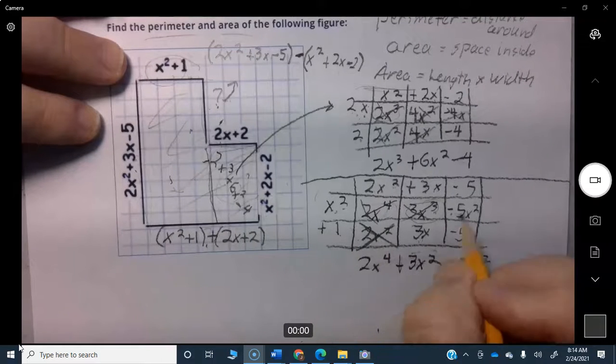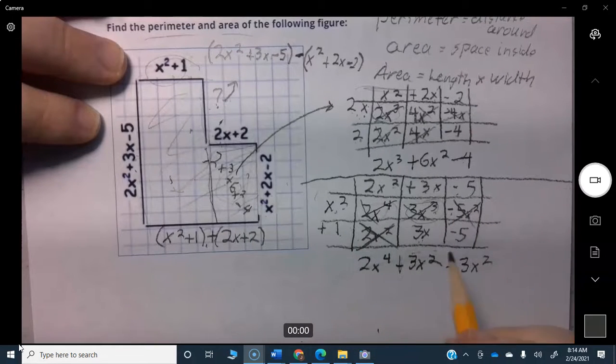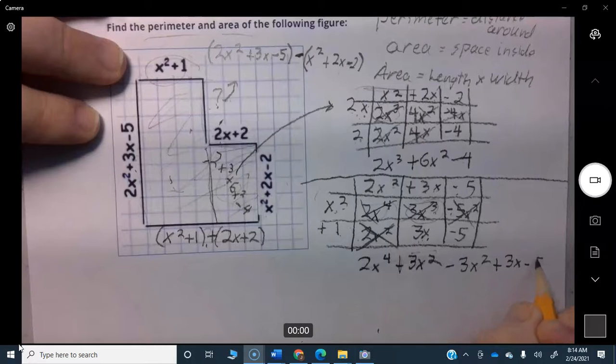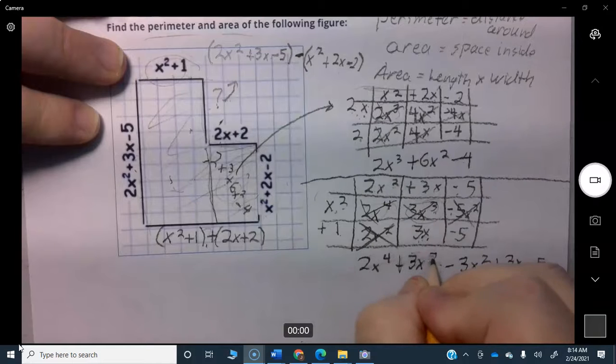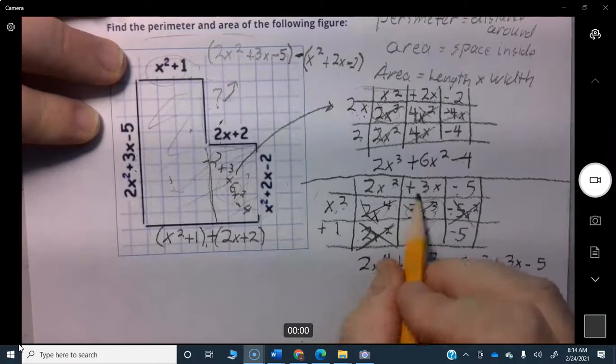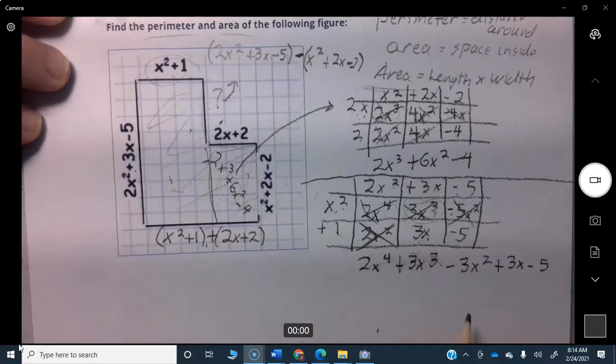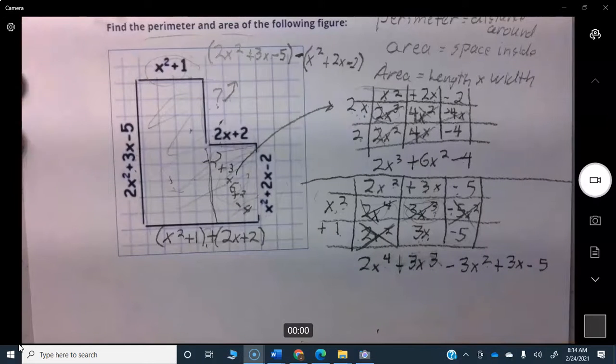So now I can cross this out, and that one. And then you have just 3x. And then you have minus 5. And that should have been x to the 3rd. Sorry. Hope you caught that. It's this guy. There was nothing to add this guy to. So it's 3x to the 3rd. So standard form 4, 3, 2, 1, 0 right there.